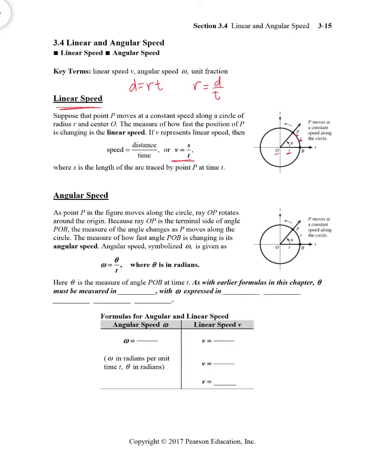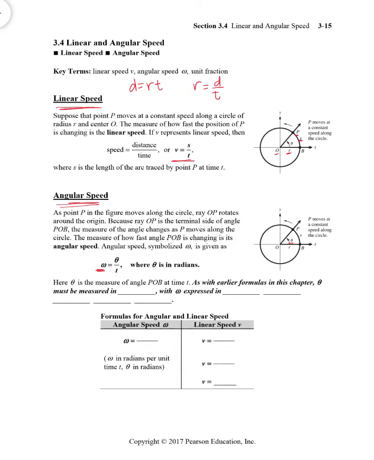The angular speed, this measures how fast theta is changing over time. So the angular speed, and we write that as omega, so omega is equal to theta over t, where theta has to be in radians, not degrees. You're taking the radians divided by the time to get the angular speed.